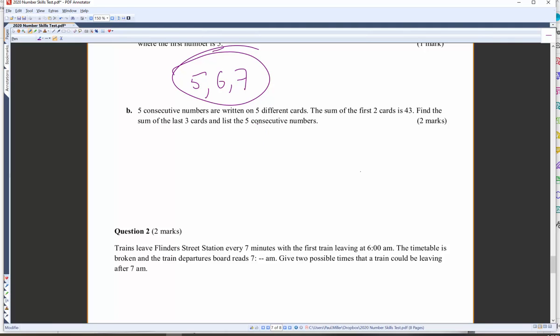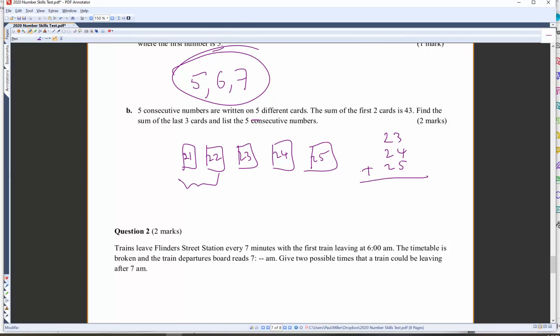5 consecutive numbers are written on 5 different cards. So like many of you guys, I was really pleased to see you actually draw the cards. The sum of the first 2 cards is 43. So that's going to be 21 and 22. Just a quick bit of trial and error there will produce 43. If they're consecutive, then that's 23, that's 24, and that's 25. We're going to add them together. 23 and 24 is 47, 57, 67, 72 is our answer there.